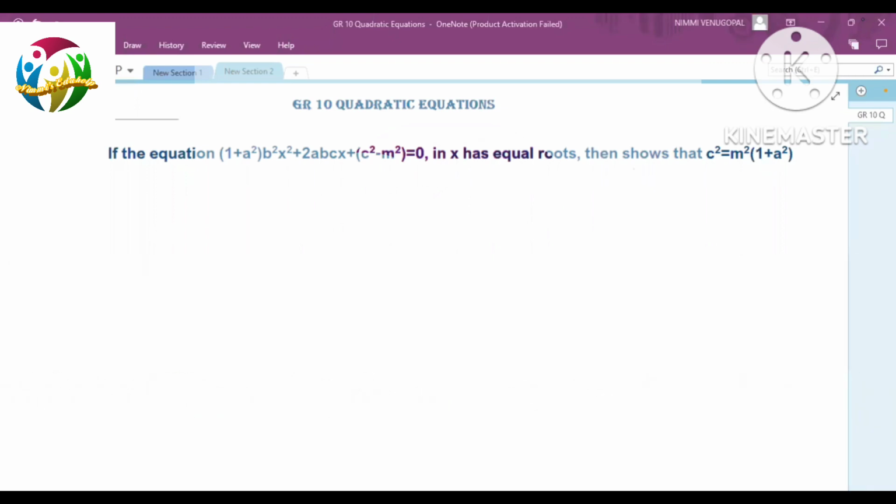Today, we are going to discuss one of the important problems for grade 10 from the chapter Quadratic Equations. Let's start.